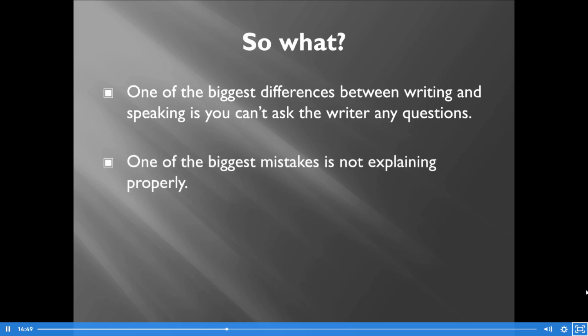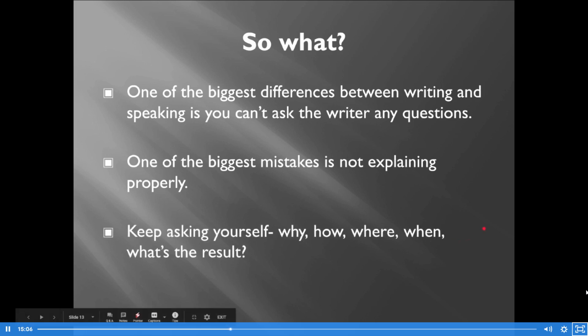One of the biggest mistakes is not explaining properly. Often students make this mistake because they believe that the examiner knows everything already, or the explanations are so obvious that you don't need to write them down. Don't make that mistake. Don't assume that the examiner knows anything. Keep asking yourself questions like, why is this? How is this? Where? When? What's the result? And that will really help you with your explanations.